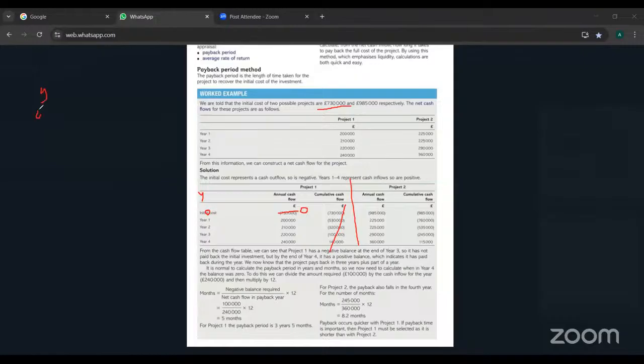Year 0, 1, 2, 3, 4. And under net cash flow, net cash flow will also be 0. And under cumulative cash flow, you all have to write the cost of the project, which is 730,000.